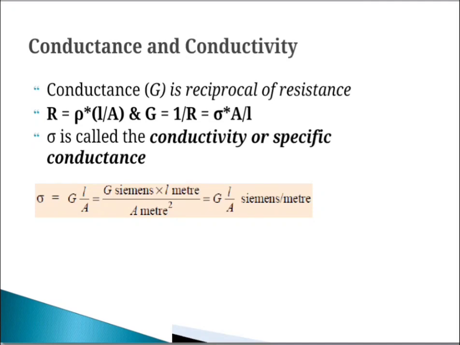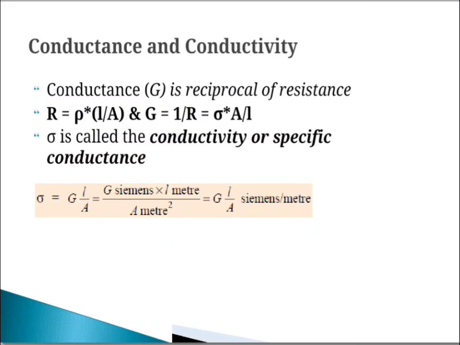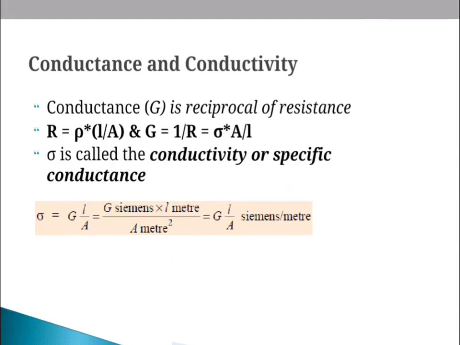Then what is the difference between conductance and conductivity? Conductance is a property of the component, but conductivity is a property of the material. Conductance depends upon the dimensions of the conductor, but conductivity does not depend on the dimensions of the conductor. Conductance is measured in Siemens, while conductivity is measured in Siemens per meter. This is the difference between conductance and conductivity.